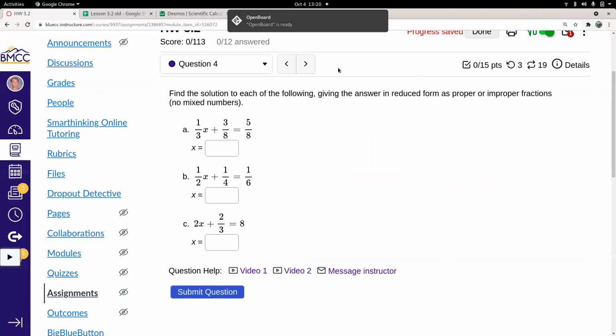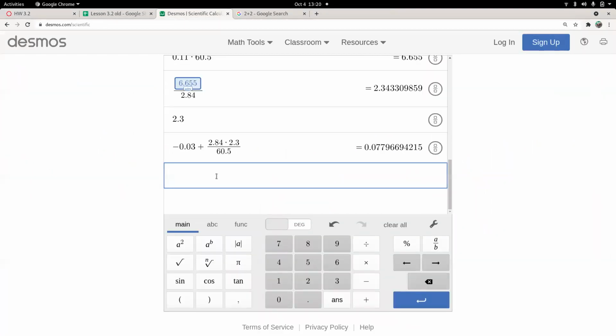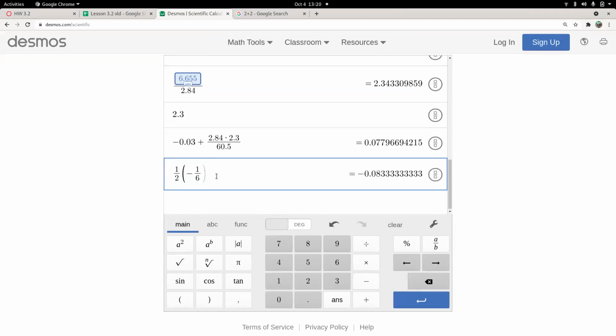And Desmos does that beautifully. So let's see, I had 1/2, and then parentheses, -1/6, close parentheses. I'm hoping if I add 1/4 to that, I get 1/6. And then all I do over here is say, hey, can I have a fraction, please? And Desmos checks. Yep, it worked.